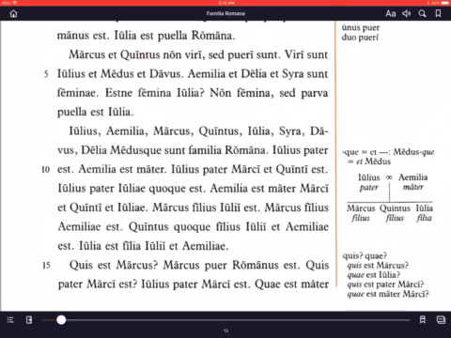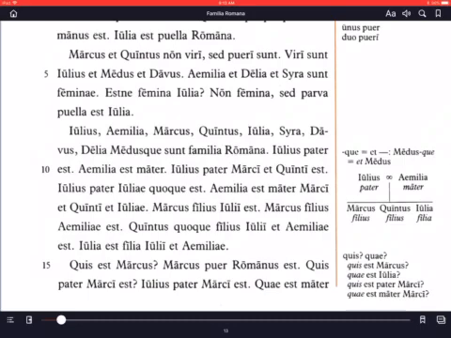Julius pater est. Julius is the father. Okay, so we get paternal from pater. Patriarchal comes from that root. Aemilia est mater. Aemilia is the mother. Maternal comes from that.